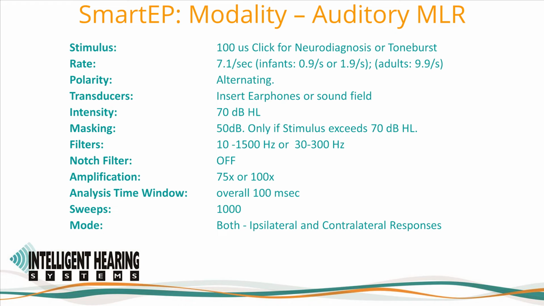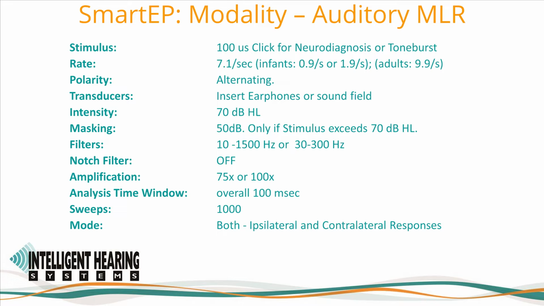A typical MLR settings file would be programmed as follows. Stimulus can be a 100 microsecond click for neurodiagnosis or a tone burst. Rate is typically set to 7.1 per second. For infants, you can acquire at slower rates of 0.9 per second or 1.9 per second. Adults can be tested up to 9.9 per second. Polarity is typically alternating in order to reduce stimulus artifact.